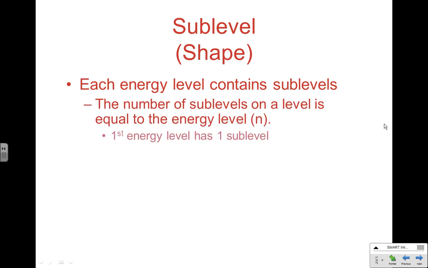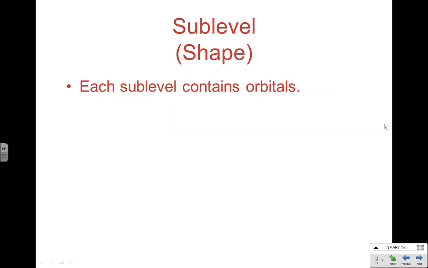Now, the number of sublevels on a level is related to the energy level you're on. So it actually equals the energy level. So on the first energy level, we only have one sublevel. On the second energy level, we would have 2. On the third, we would have 3, and so forth. So if you know what energy level you're looking at, you know how many sublevels potentially exist. So once again, yes, there are technically an infinite number of potential sublevels, but the reality is we only need to worry about 4 different kinds of sublevels. Now, each sublevel contains orbitals, and those are actual apartments, regions of space where an electron lives.